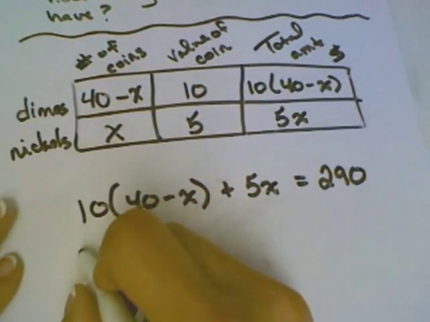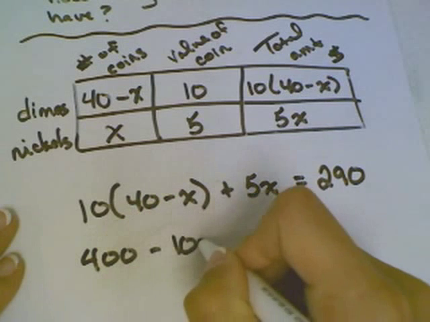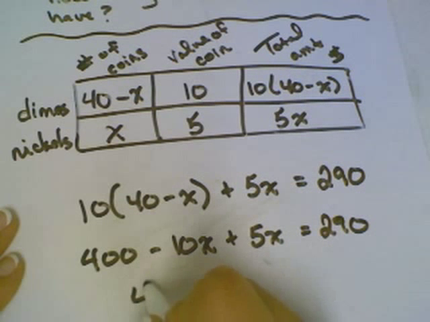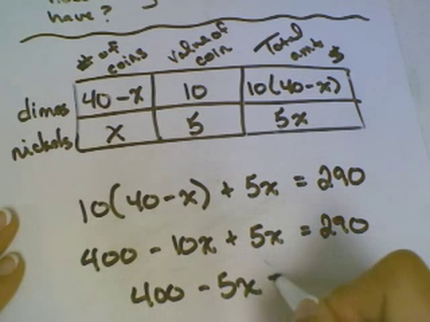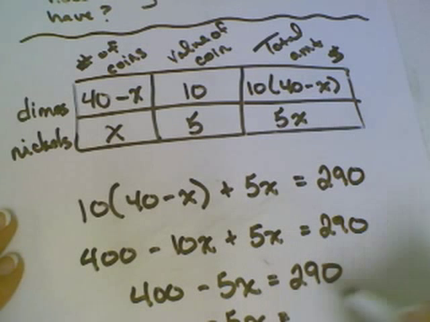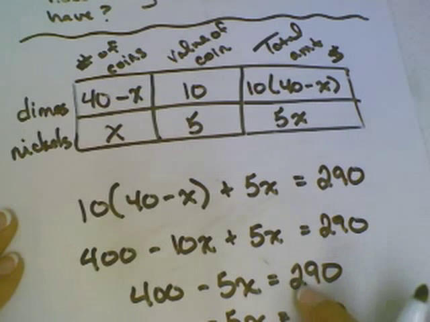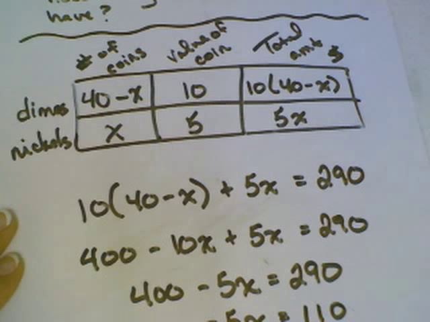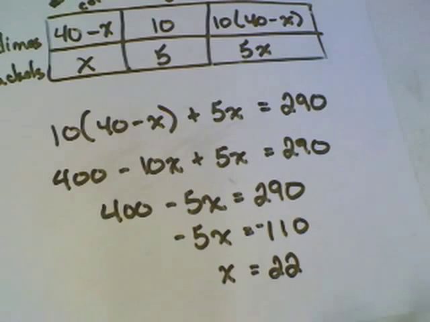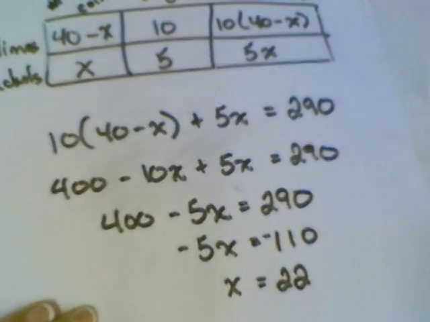Let's solve this now. Distribute. Combine like terms. Subtract. That would be 110, I believe. Negative 110. Divide by negative 5, and I get a positive 22. That means I have 22 nickels.